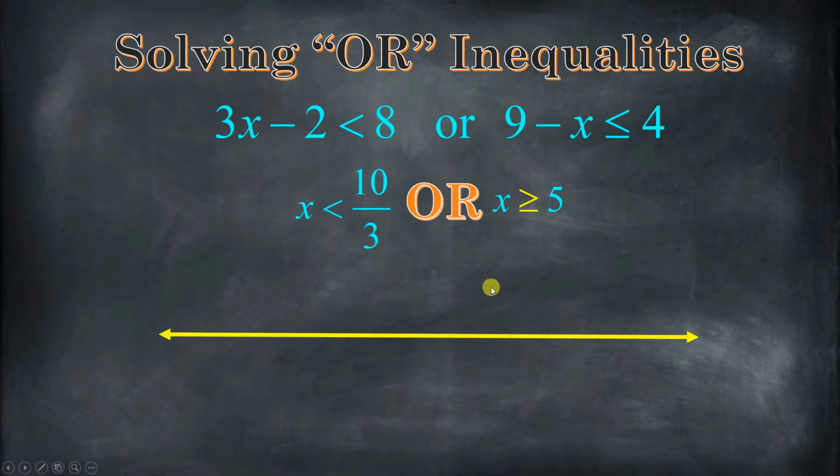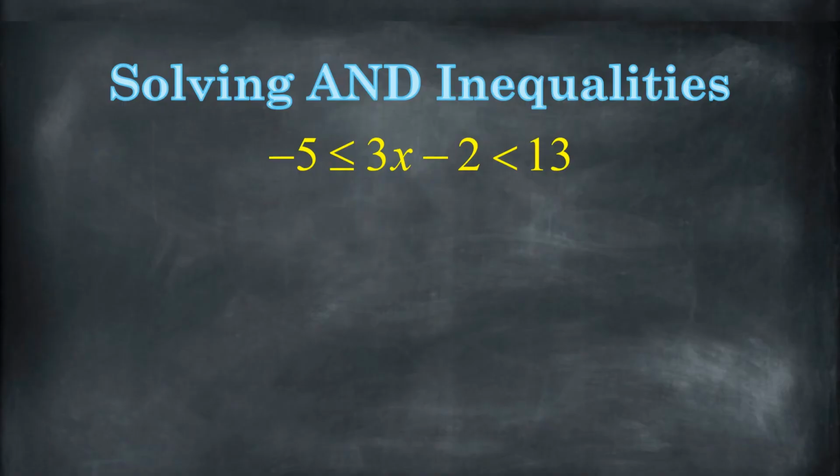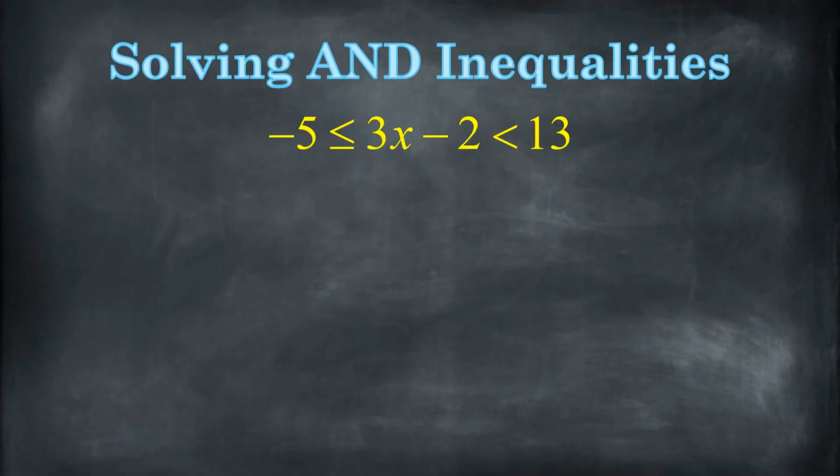So the graph: you start with your number line, you put 2 lines on your numbers, you got 10/3, you got 5. So 10/3 is going to be an open circle, and it's to the left because x is smaller. All the smaller numbers are to the left. Larger numbers are to the right. We have a solid dot for 5, right? Because it's greater than or equal to, and then it's off to the right. Boom, you're done.